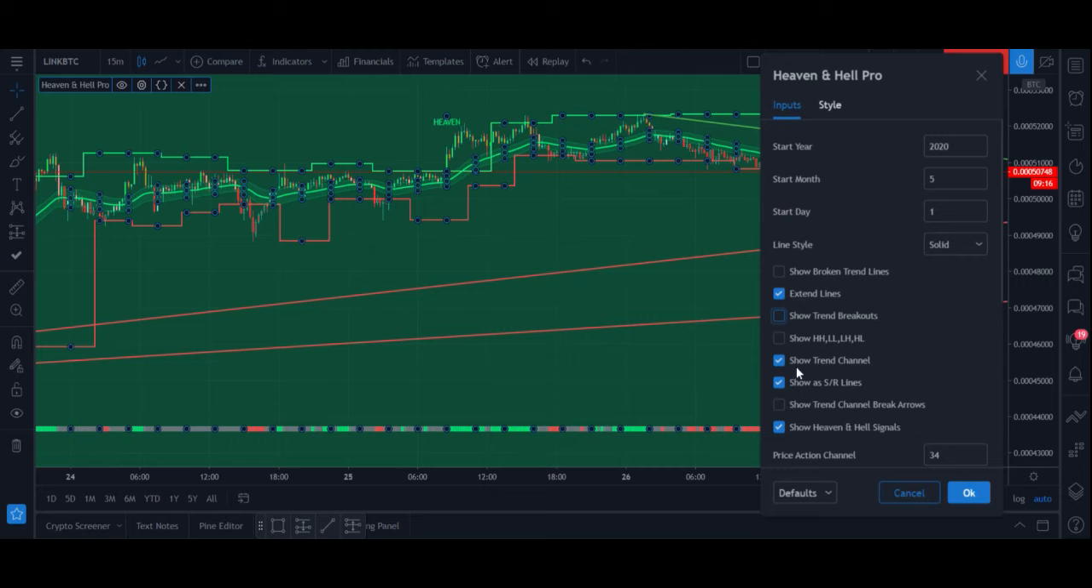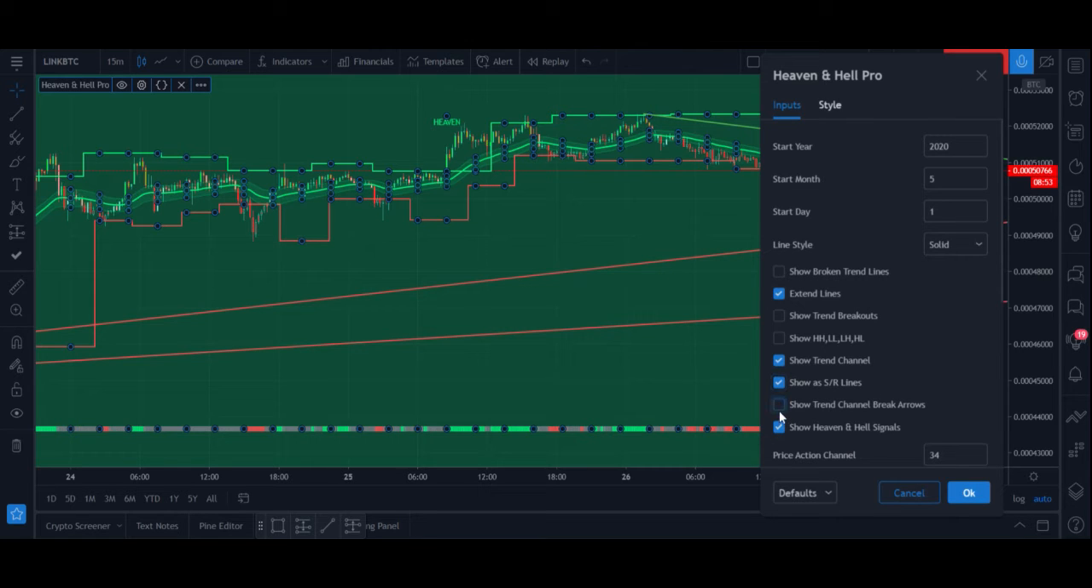Trend channels to be shown, you can operate these as support and resistance lines if you want even less noise on the chart, although generally I always trade with the trend channels. It keeps a much cleaner indication of what the market's doing, in my opinion. But there you go, that's what it looks like with just support and resistance lines.